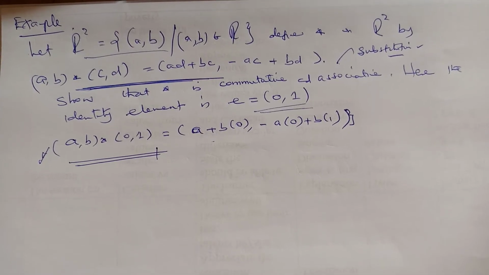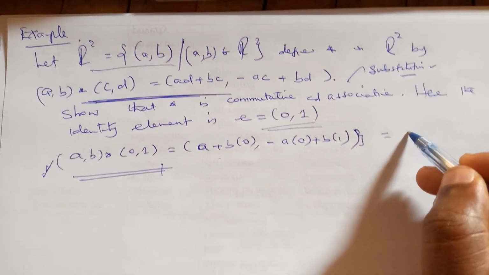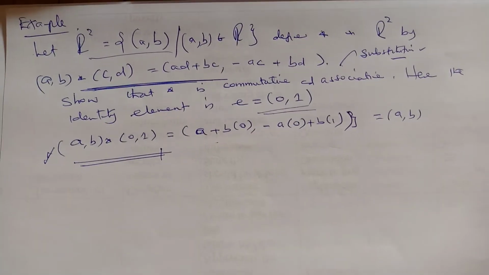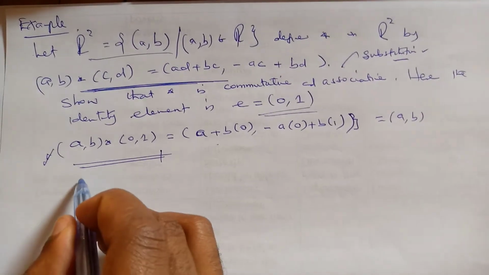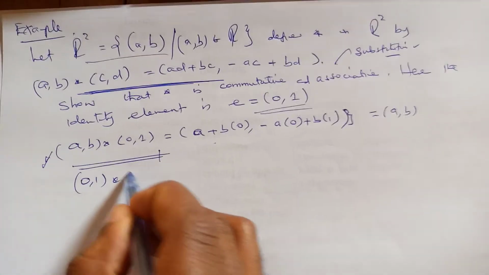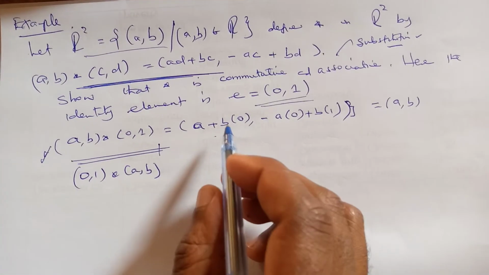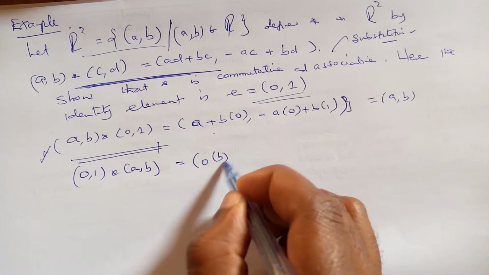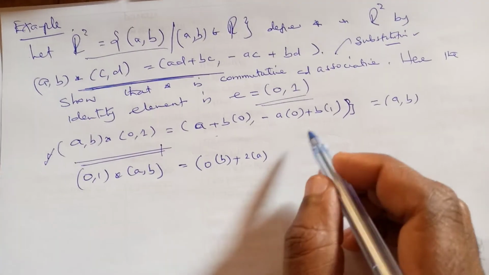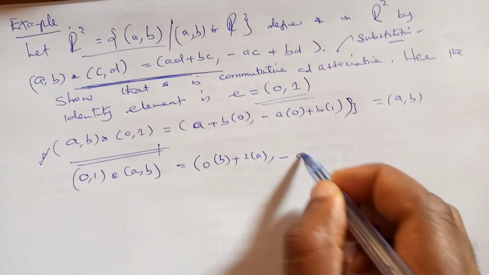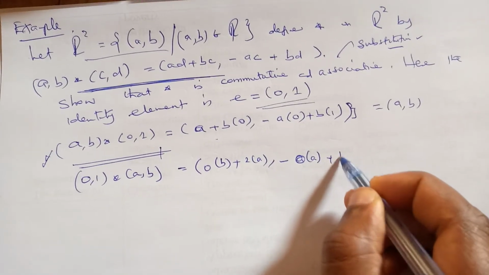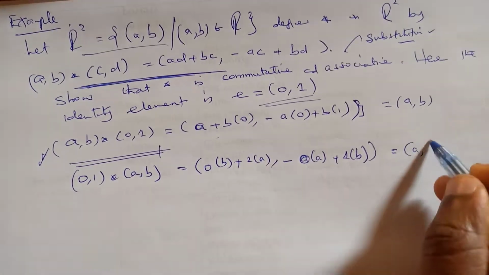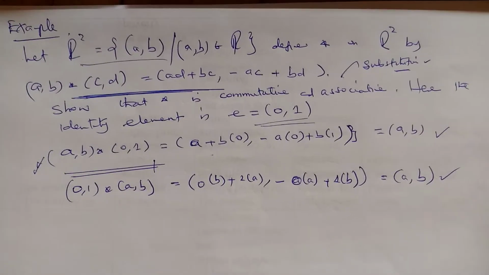Okay, so this one is giving us (A, B). Let's change the operation, (0, 1) with (A, B). And we see how this is B plus 2A minus A0, A plus 1B. Okay, this gives us (A, B). So you can see both are the same.